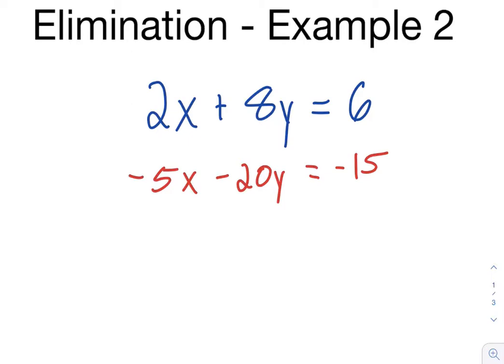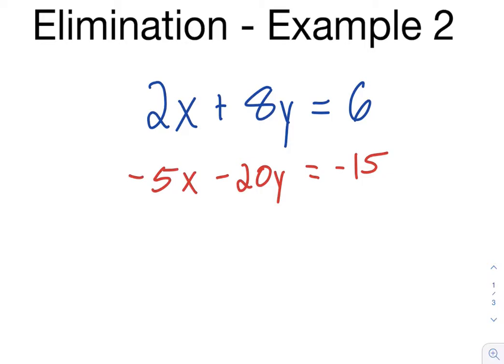The only way adding the two equations is going to eliminate one of the variables is if they're opposites of each other. Spoiler alert, 2 and negative 5 are not opposites, neither is 8 and negative 20. So we're going to have to do some legwork here to make it so that they are opposites before we can go ahead and add the two equations together.